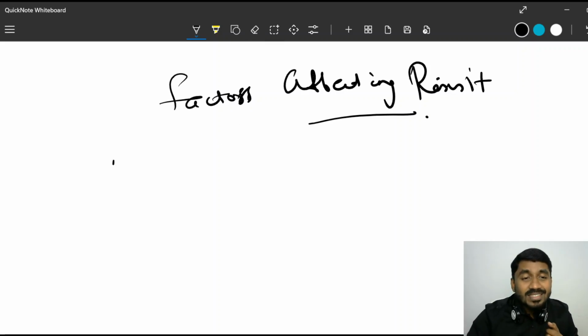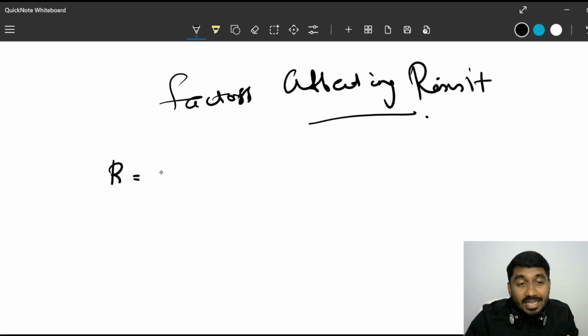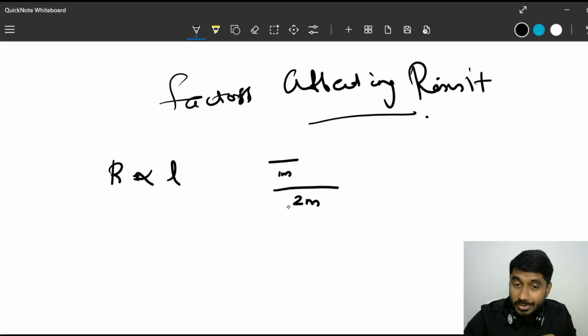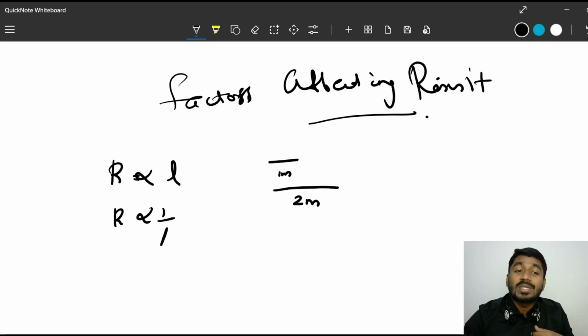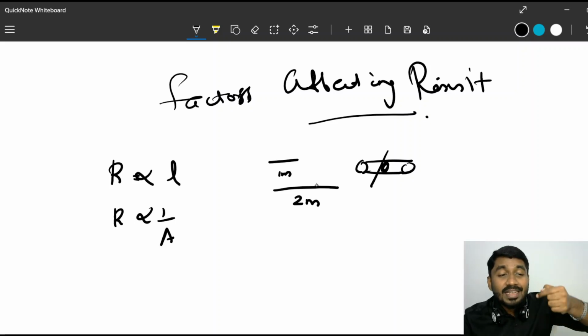Factors affecting resistance. The resistance is controlling the current in a circuit, right? So we need to know what all factors this resistance depends on. Definitely we have a relation: resistance is directly proportional to the length of the conductor. If you take a wire of length 1 meter, it will have a resistance, but if you take a wire of length 2 meter, it will have more resistance. And resistance is inversely proportional to the area of cross section. If I am taking a cylindrical conductor and cutting here, I will get a circle, right? So it depends on the area of cross section, but it is inversely proportional.